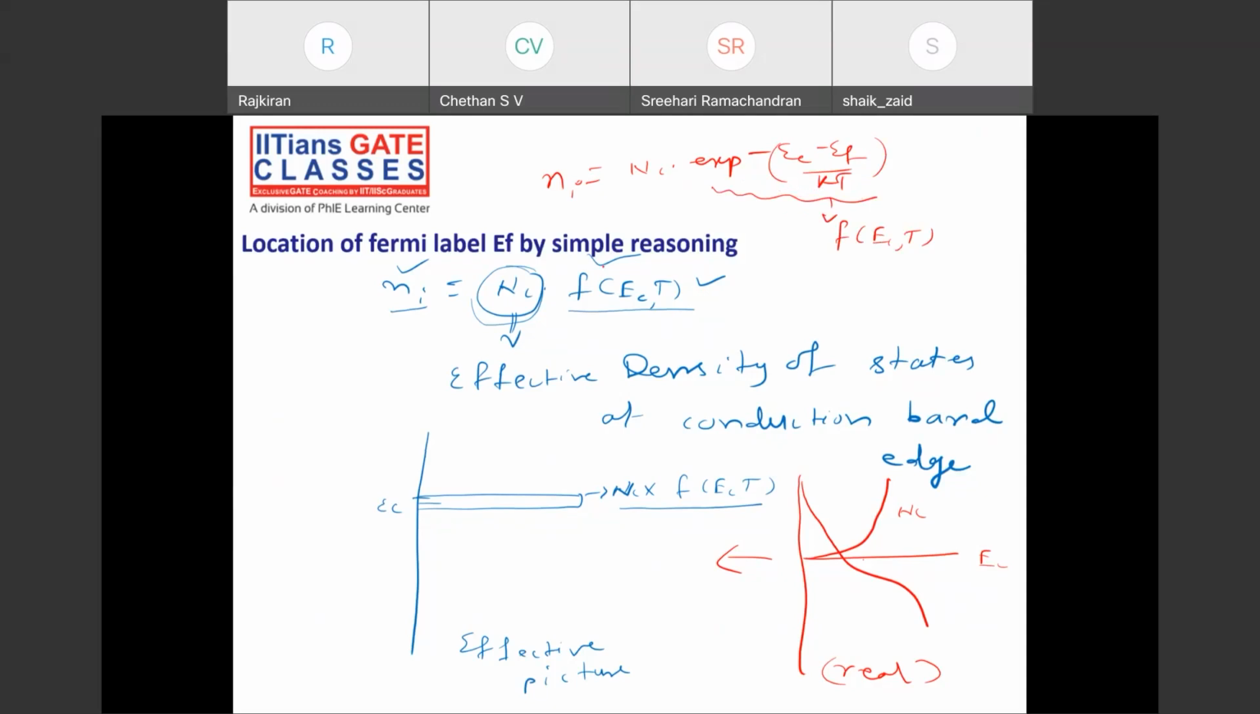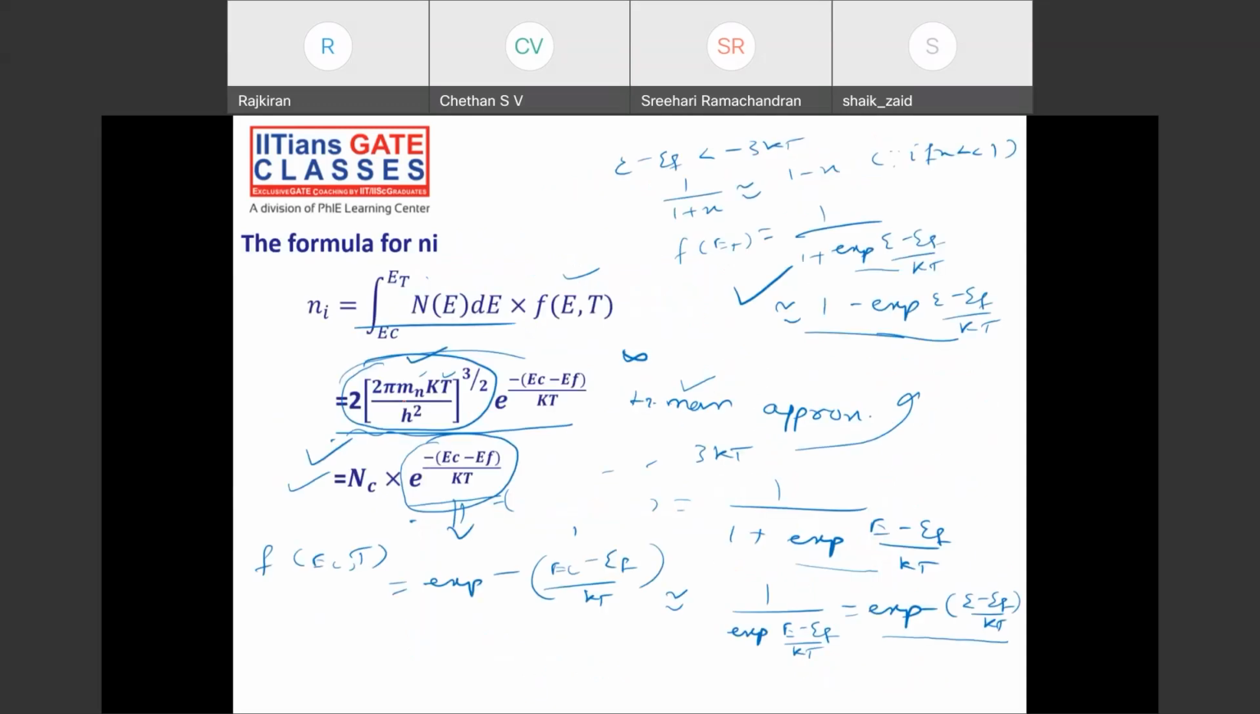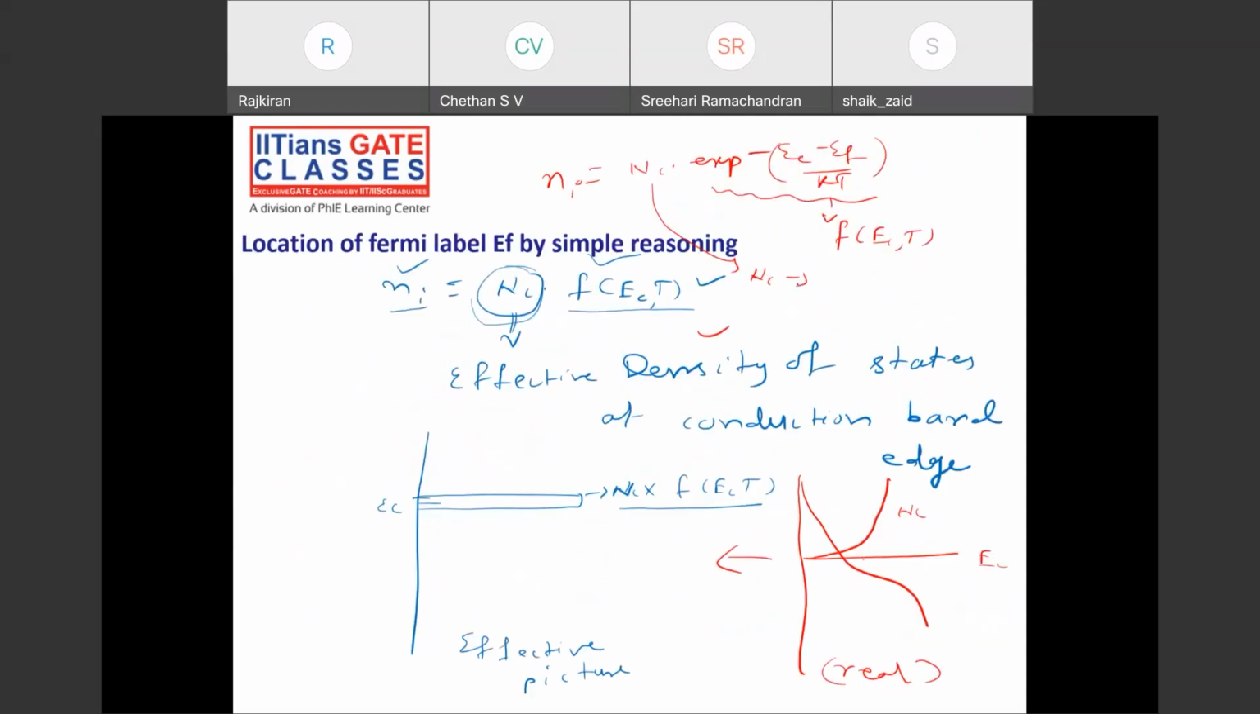So Nc is nothing but the effective density of states function. Remember this, don't forget it. Nc is proportional to T to the power 3/2, some constant into T to the power 3/2. It depends on temperature. Clear? Okay. So now I want to ask you, where is the Fermi level?